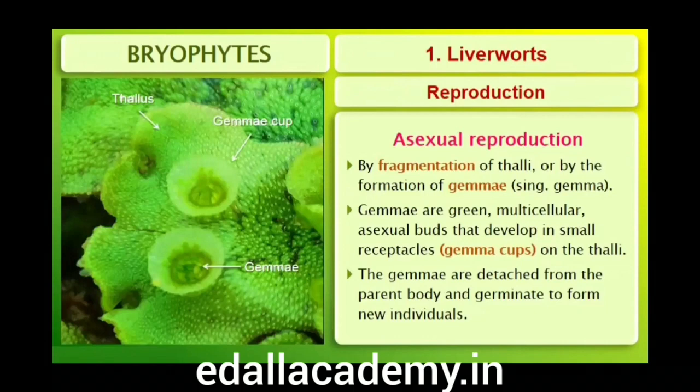Asexual reproduction in liverworts takes place by fragmentation of thalli, or by the formation of specialized structures called gemmae, singular gemma. Gemmae are green, multicellular, asexual buds, which develop in small receptacles called gemma cups located on the thalli. The gemmae become detached from the parent body and germinate to form new individuals.